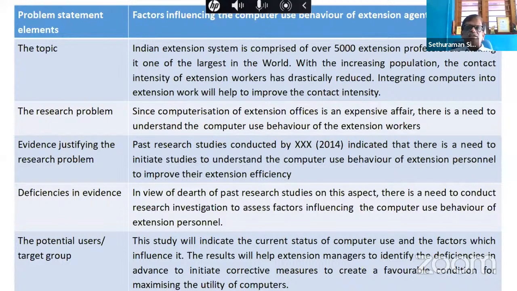So one is factors influencing the computer use behavior of the extension agents. Suppose an extension agent is given a computer. On what purpose will you be using the computer? Whether you will be using it only for personal communication, email communication, or for carrying out extension activities. What kind of extension activities will be carried out in a KVK or in a research institution? One is sending emails or WhatsApp messages to the farmers, or planning extension programs. You will be developing an Excel sheet, no? So initially you will put the cost banner, this much rupees.